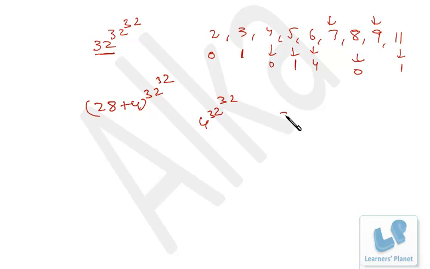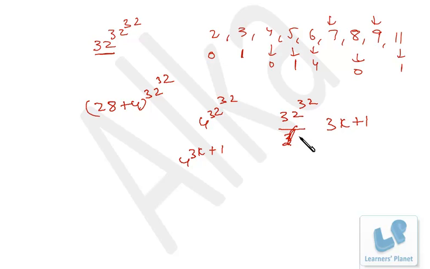So 32 raised to 32, I try to convert into a multiple of 3, right? And how do I do that? 32 raised to 32, what will be the remainder if I divide it by 3? That will be 33 minus 1 raised to 32, so the remainder will be 1 only. That means 32 raised to 32 can be written as 3k plus 1, because if I divide by 3, the remainder is 1. Here k is the quotient, right? So 4 raised to this 3k plus 1.